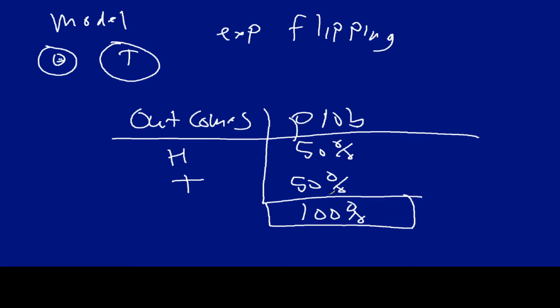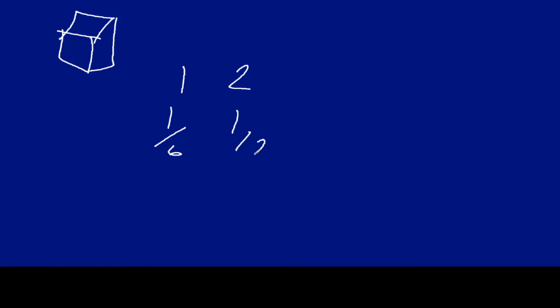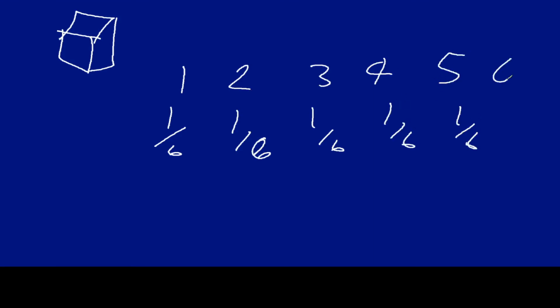Now for the die example, it's slightly different because on the dice, you know that we have the 6 sides. We have the 6 sides. So now the probability of a 1 is going to be 1 out of 6. Probability of a 2 is going to be 1 out of 6. Probability of a 3, a 4, a 5, and a 6 are each going to be 1 out of 6. That's how that works.